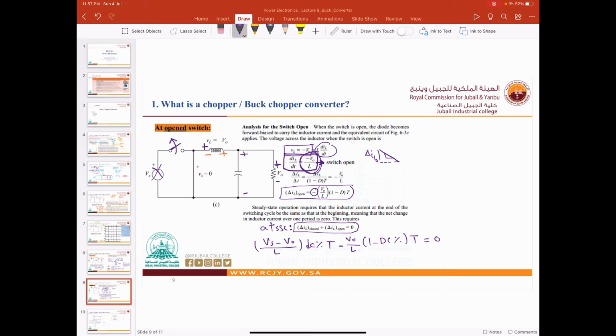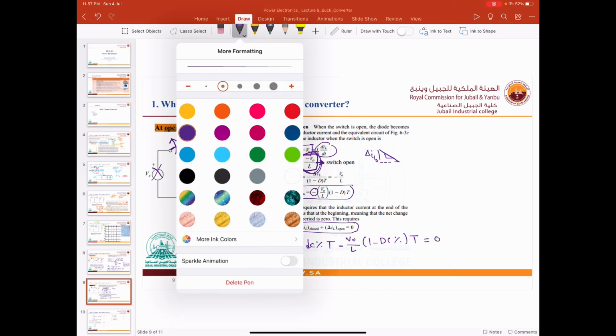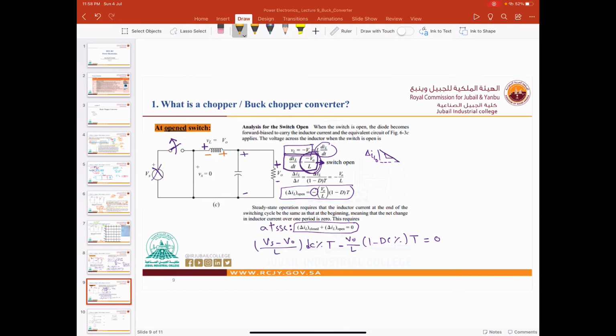Now we can see that we have common factors. We can remove them. T is common here, so we can remove it, and L is common, so we can remove it. Now what do we have here, guys? Now we have Vs duty cycle percent minus V out duty cycle percent. Now here we have minus V out, yes, minus V out plus V out duty cycle percent is equal to 0.